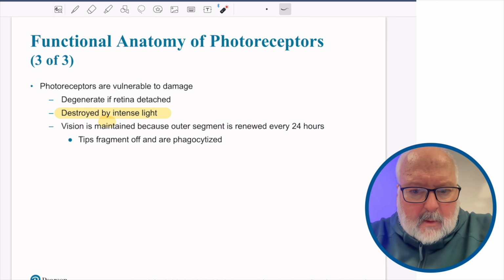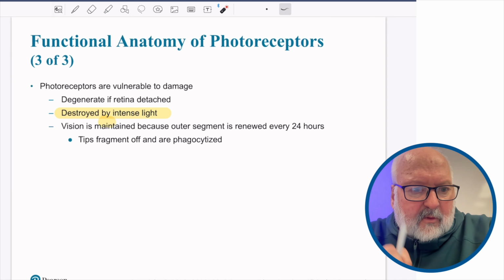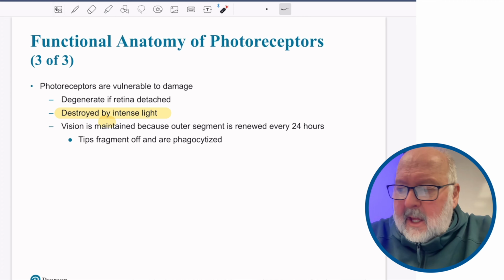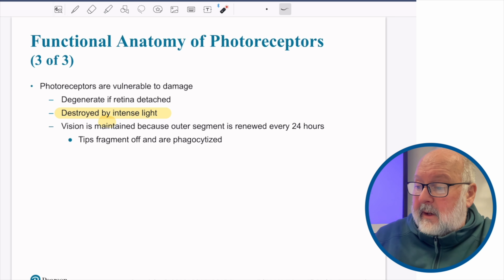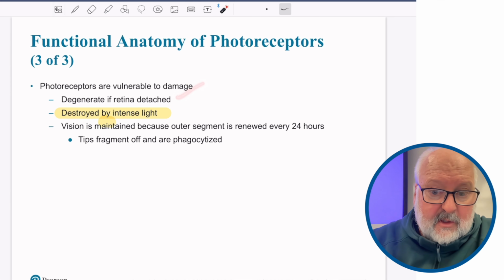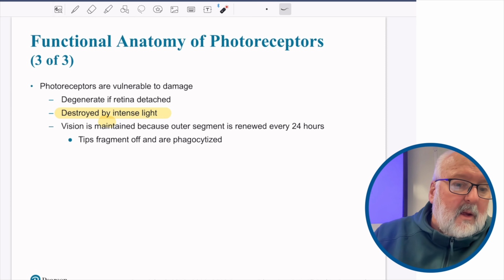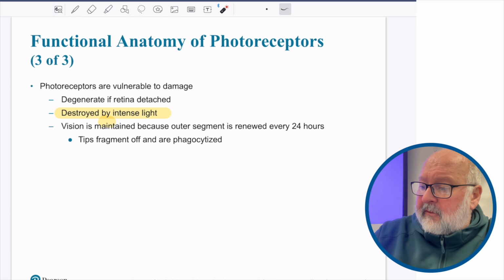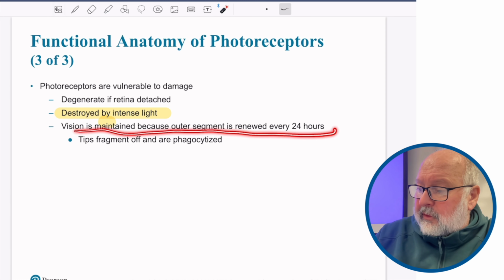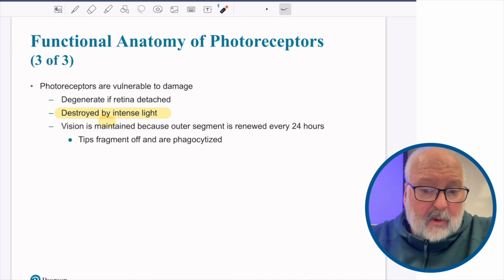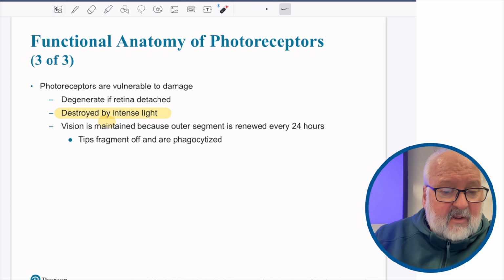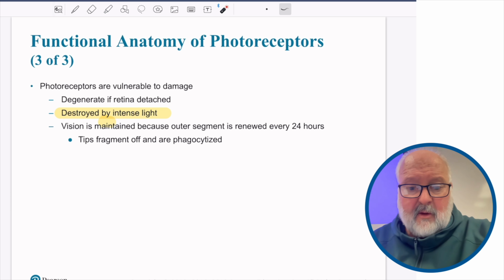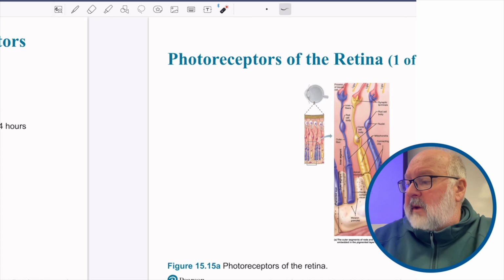Now, before we go into the diagram, let's say a few things about photoreceptors. They're very vulnerable to damage, and they degenerate in the retina. If the retina is detached, they will degenerate and they're lost. Also, intense light can damage them. And vision is maintained because the outer segment gets renewed about every day. So little tips of the outer segment will break off, they get phagocytized, and they get replaced because they're very sensitive to any type of damage.